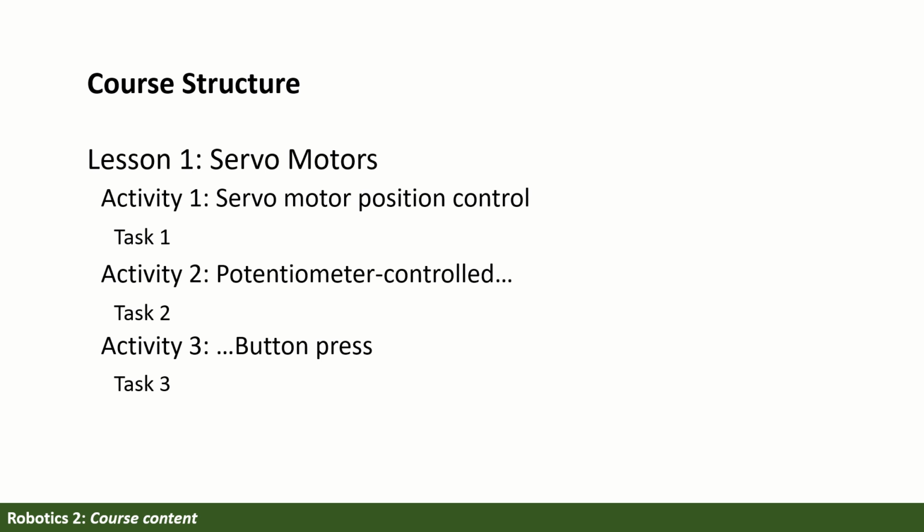So you can see here that for servo motors, we have prepared 3 activities and also 3 tasks. The activities are servo motor position control. You will have to move the servo motor arm at different angles. In activity number 2, potentiometer control, you will use a potentiometer to control the movement of the arm. And in number 3, button press, you will use a button instead of a potentiometer.